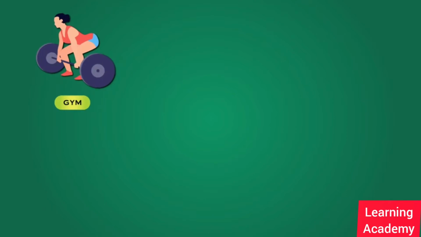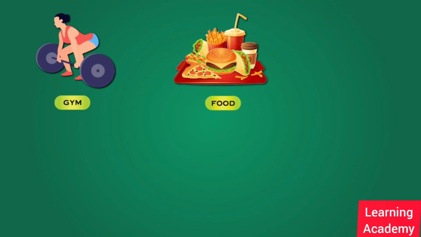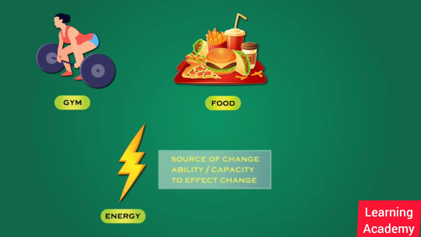In this video, we will discuss the energy sources. In order to perform work, we need energy to do it. All living organisms require energy to stay alive, just like humans get energy from food. Energy is defined as the source of change, the ability, or the capacity to effect change.